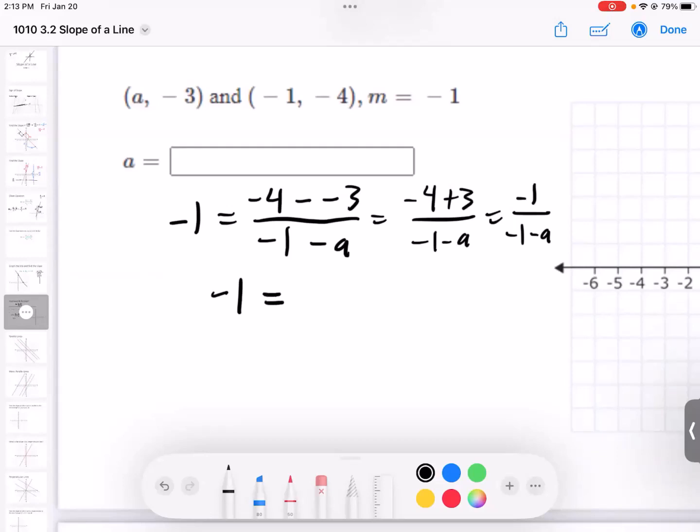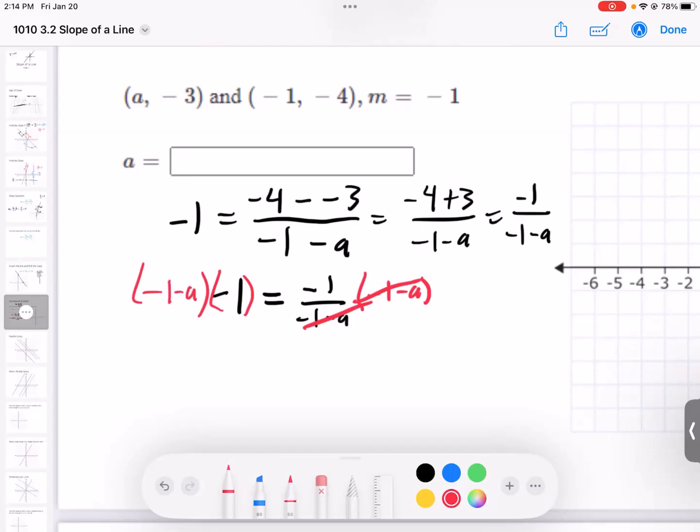So I have -1 equals -1 over -1 minus a. Right now, a is in the denominator of a fraction, and I want to not have it in the denominator because it's really hard to solve for numbers if the variable's in the bottom. So the way I would solve that is I would multiply both sides by -1 minus a, because that would cancel out that denominator. And now the a is not in a fraction.